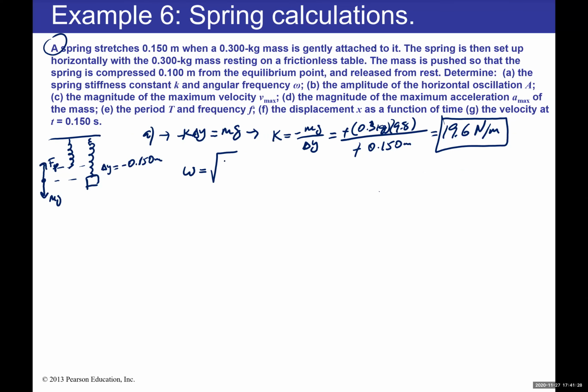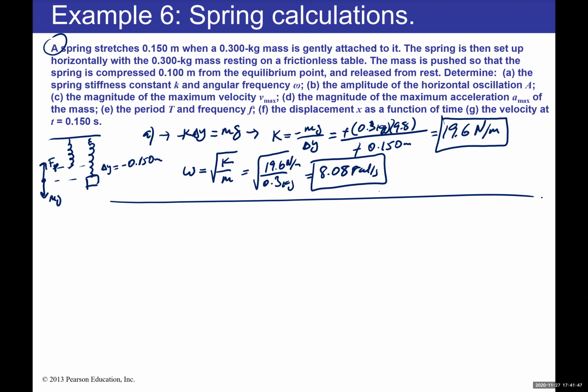Omega is equal to the square root of K over M. So the square root of, now it's 19.6 over 0.3, newtons per meter, kilograms. So we can find this to be, what we've been using, 8.08 radians per second. And this is the angular frequency. All right.